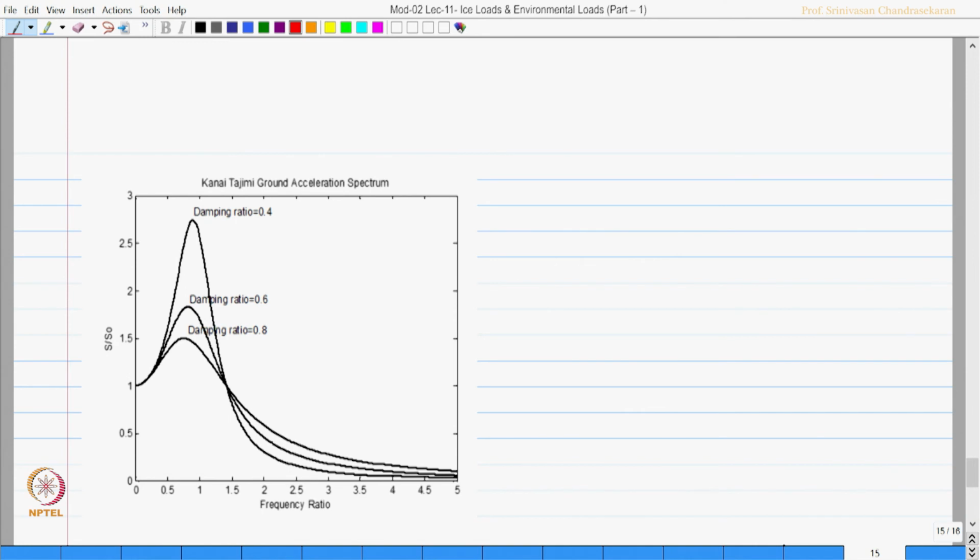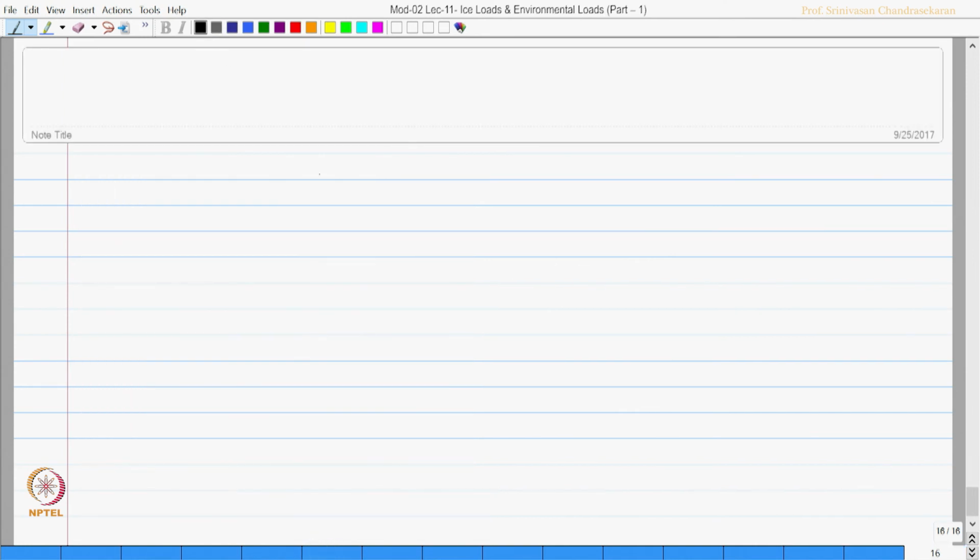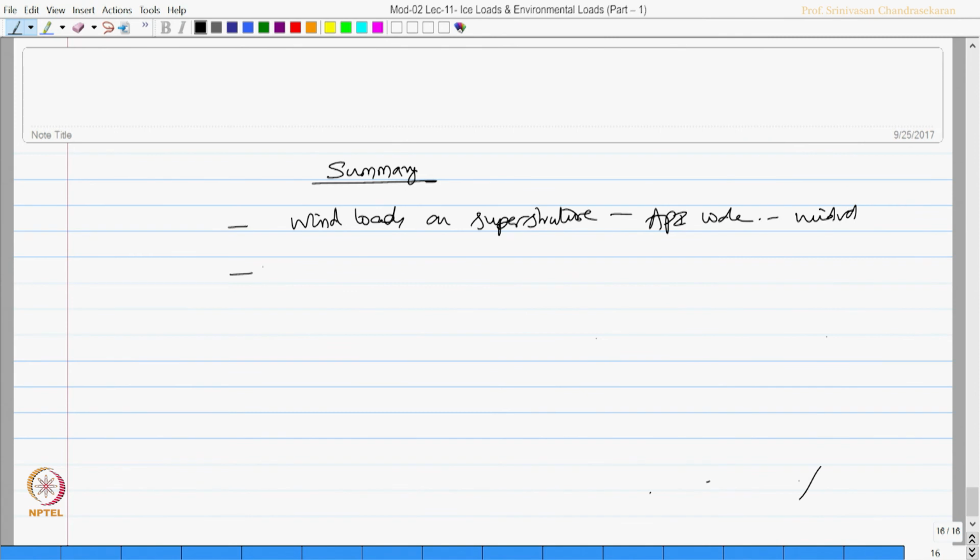the screen now. Let us see the summary of what we learned in this lecture. We did one more numerical to understand the wind loads on superstructure of the platform. We have used API code to compute the wind velocity. We have learned how to estimate ice loads. We have seen ice spectrum. We have also learned how to calculate earthquake loads. We have learned Kanai-Tajimi spectrum.